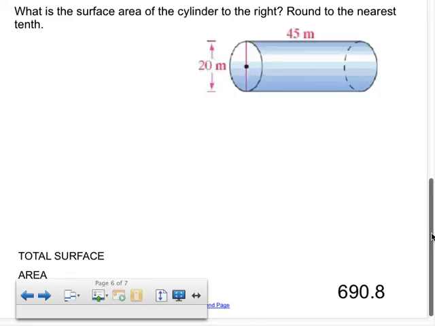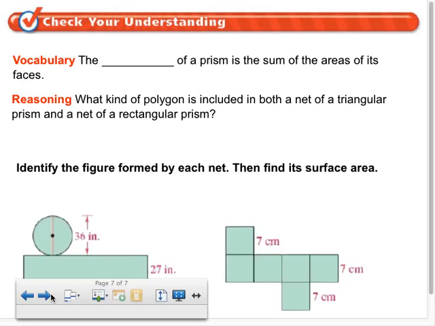Okay, we're running short on time, so this is a problem you guys need to do on your own. Let's go ahead and take a look at the last slide. The blank of a prism is the sum of the areas of its faces. The surface area. Okay. What kind of polygon is included in both a net of a triangular prism and a net of a rectangular prism? And we talked about this yesterday when we had the wood models.